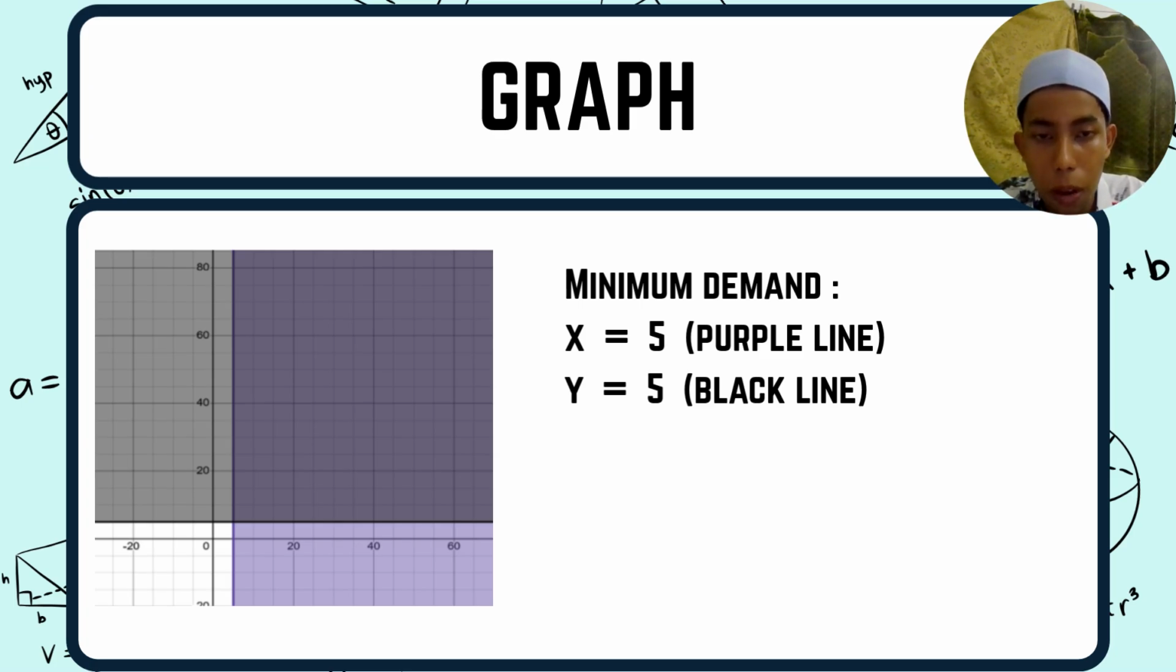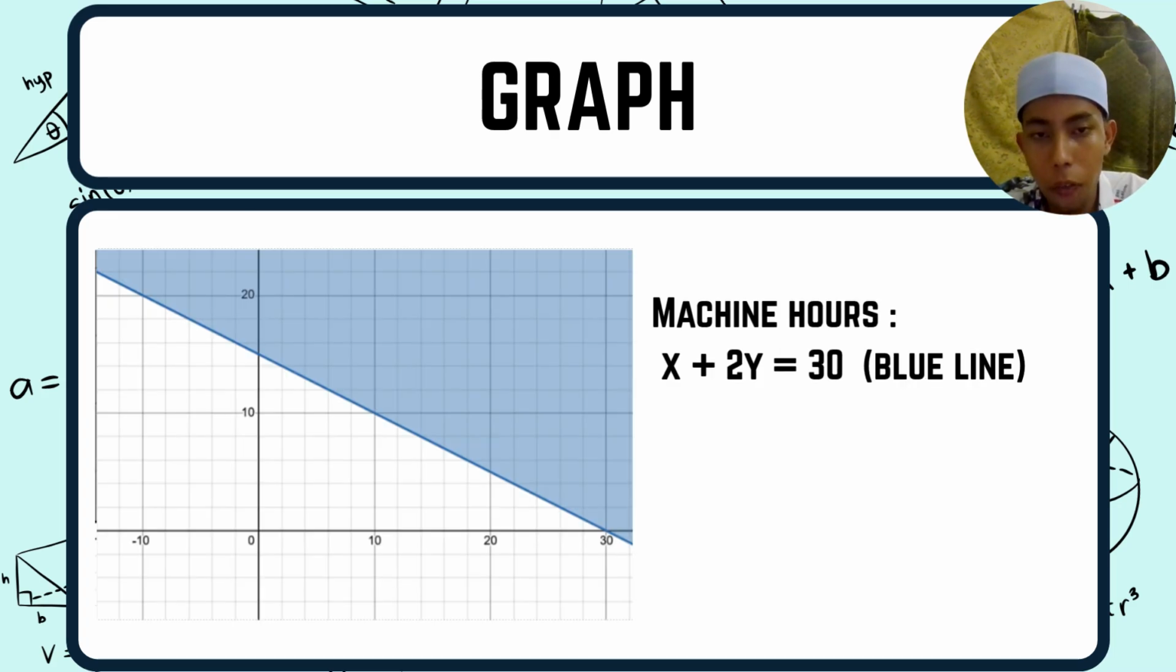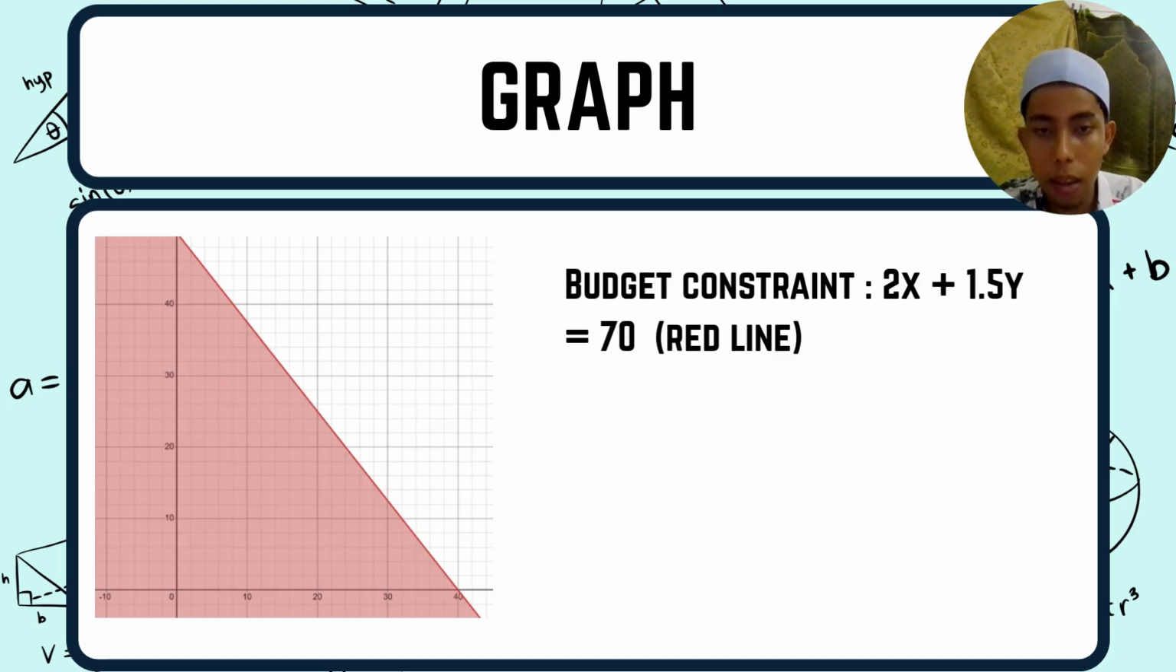First graph is minimum demand. x equal to 5 is represented by the purple line and y equal to 5 is represented by the black line. Second graph is the fruit constraint. This inequality is represented by the green line. The next graph is machine hours. This inequality is represented by the blue line. Lastly, the budget constraint. This inequality is represented by the red line.